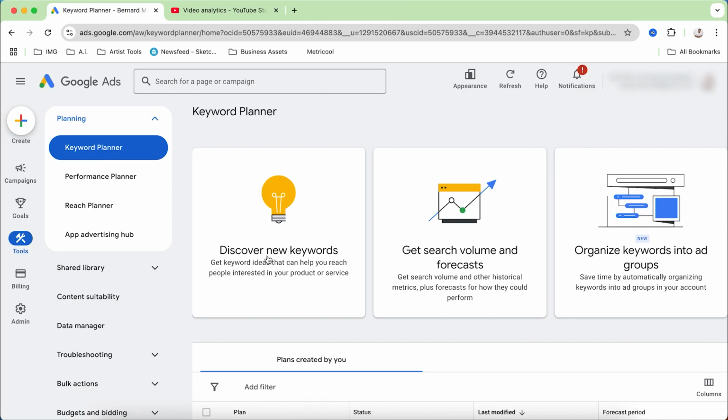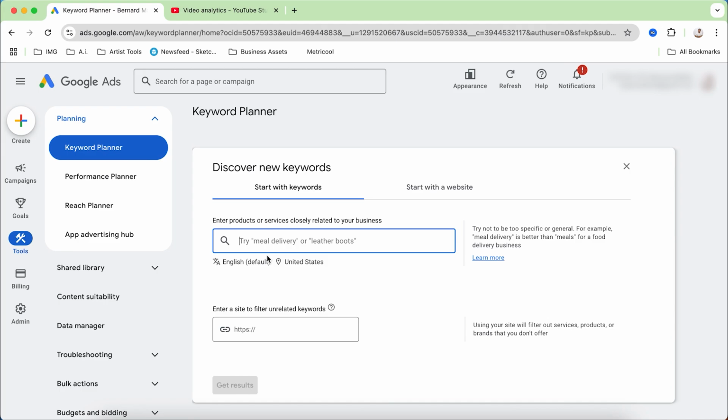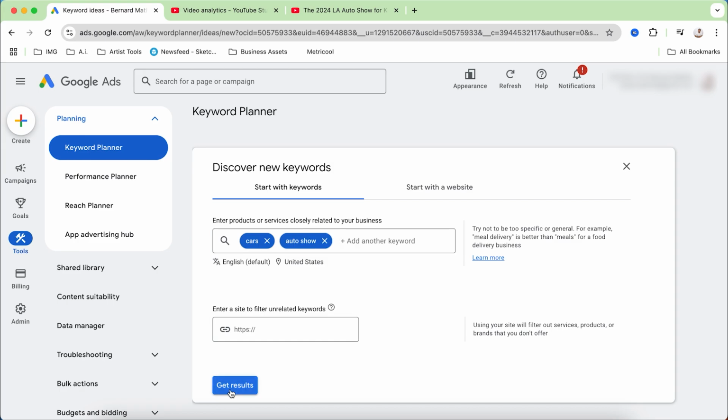We're going to take it over to the Google Keyword Planner. Now, this is a free part of Google Ads that allows you to search keywords by competition, search volume, what they pay. So any keyword related to your topic, you can type in here. So I typed in cars. Let's just do cars to start. Can't spell today. And let's do auto show, and let's see what it comes up with. Let's click get results and see what we get.